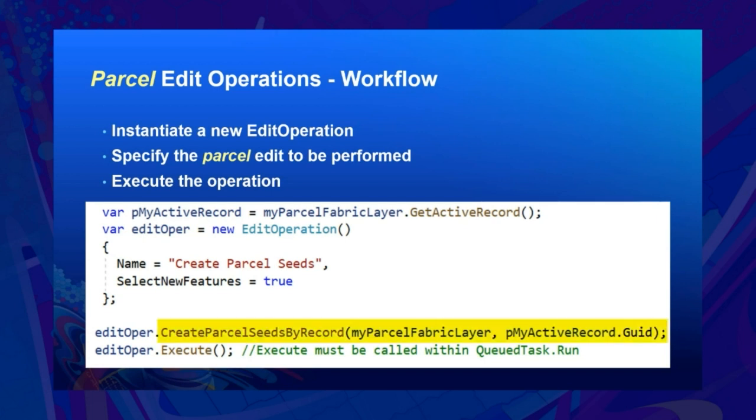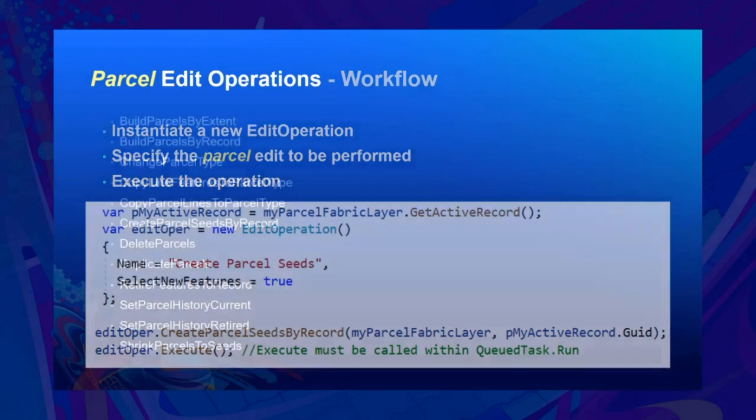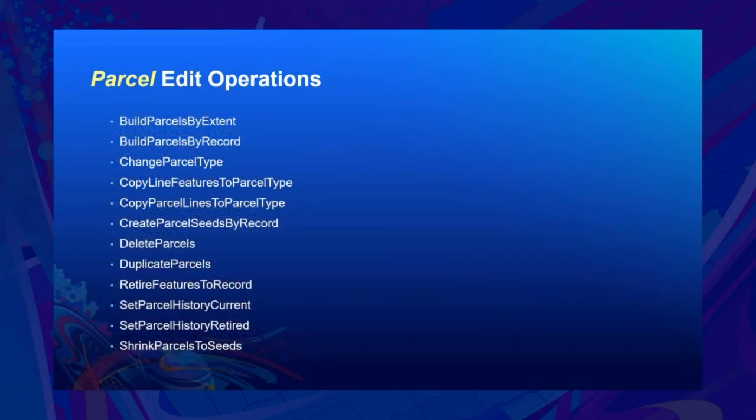In the actual function, we can see that the parcel layer is the first parameter. We have a globally unique ID or a GUID value for the record object as the second parameter. That second parameter means that only the closed loops of lines that are within that particular record will be used to create the seeds. Here's a full list of all the Parcel API related editing functions. Again, we won't be going into each and every one of these in the session, but we will show a few of them in code snippets and samples coming up.